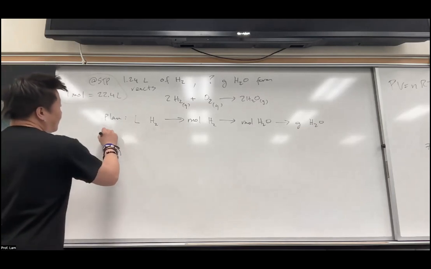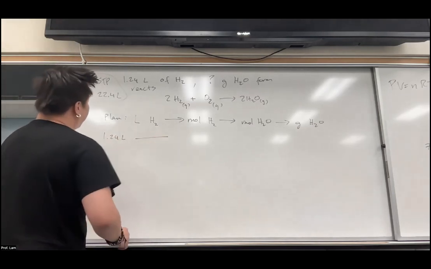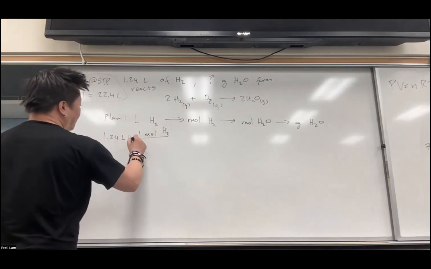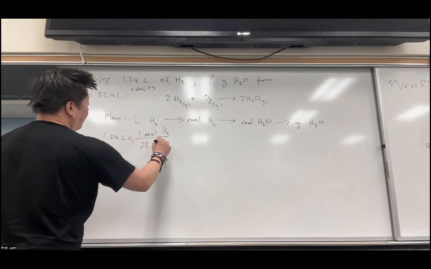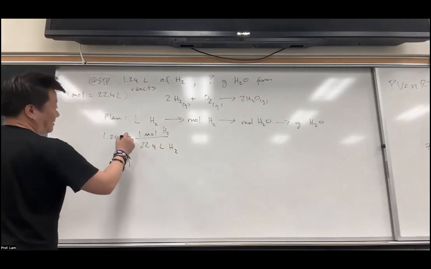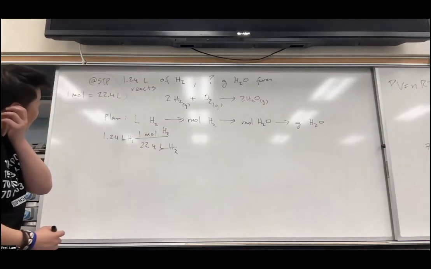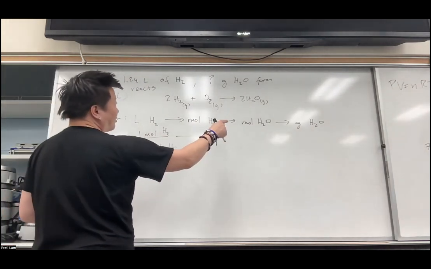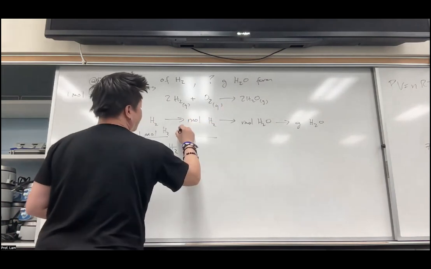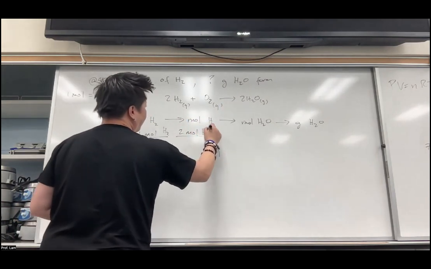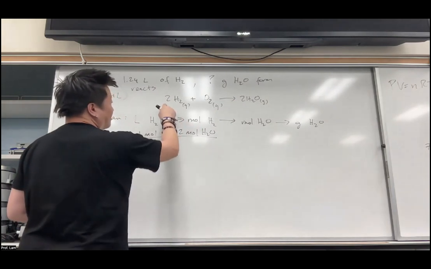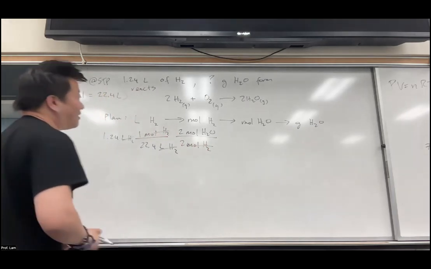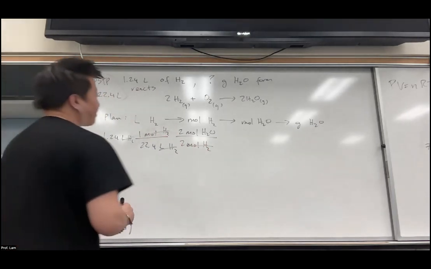All right, so execute. We have 1.24 liters. Now we can take 1 mole on top of H2 and 22.4 liters of H2 on the bottom. And then the molar ratio. We want moles of water on top because that's what we're going to. There's a 2 in front of water, so 2 moles of water over 2 moles of H2. That makes sense.